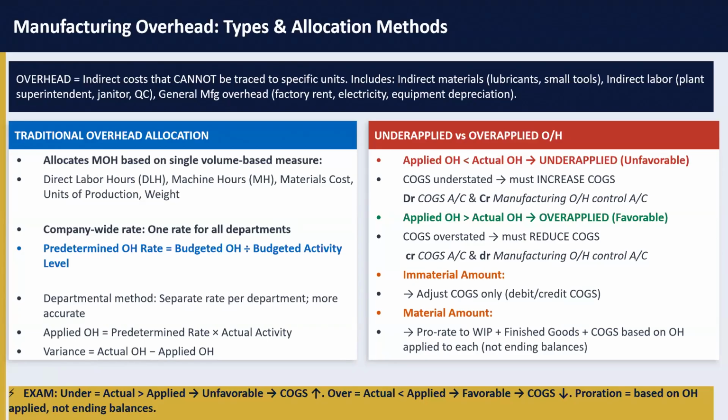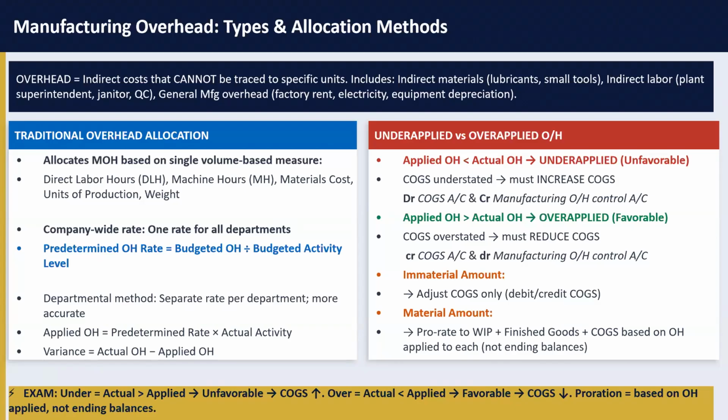It is common for everybody. So how do we calculate the predetermined overhead rate? It is budgeted overhead divided by budgeted activity level. As simple as that. Then next up, we have the departmental method.